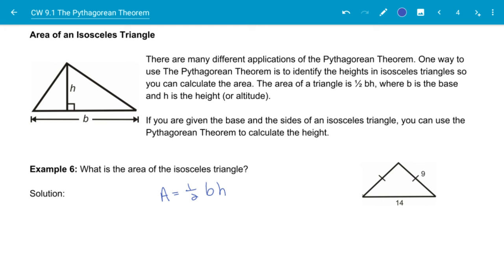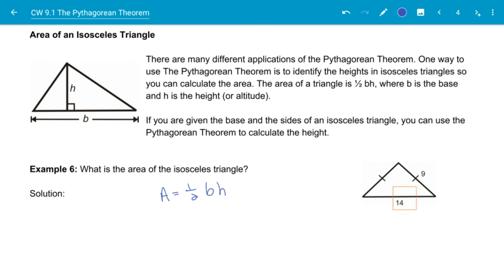Base being the bottom of the triangle or some side of it, and the height being the distance from the opposite vertex to that side and forming a 90-degree angle. Now, the orientation of the triangle doesn't make a difference. You can use any side of it. So in other words, if this was a right triangle right here, then this would be your height and this would be your base.